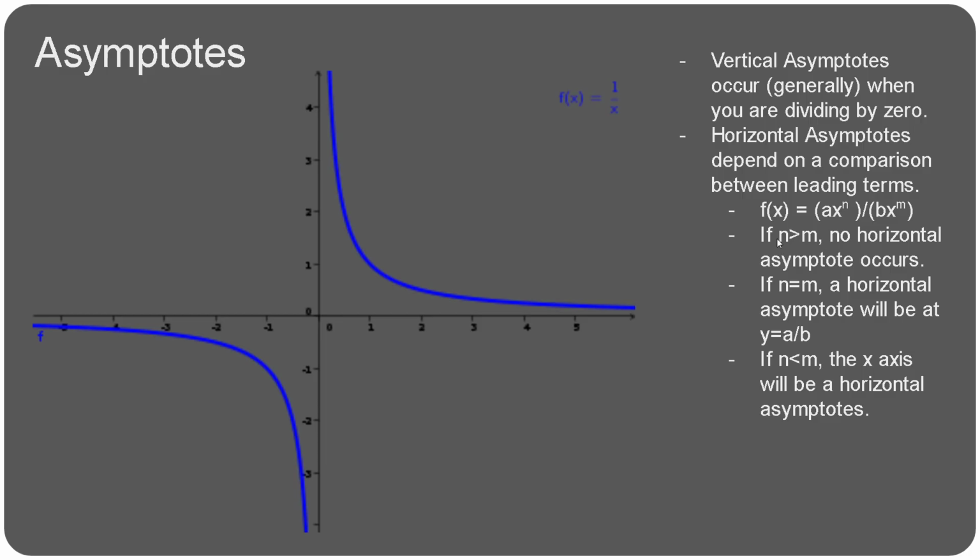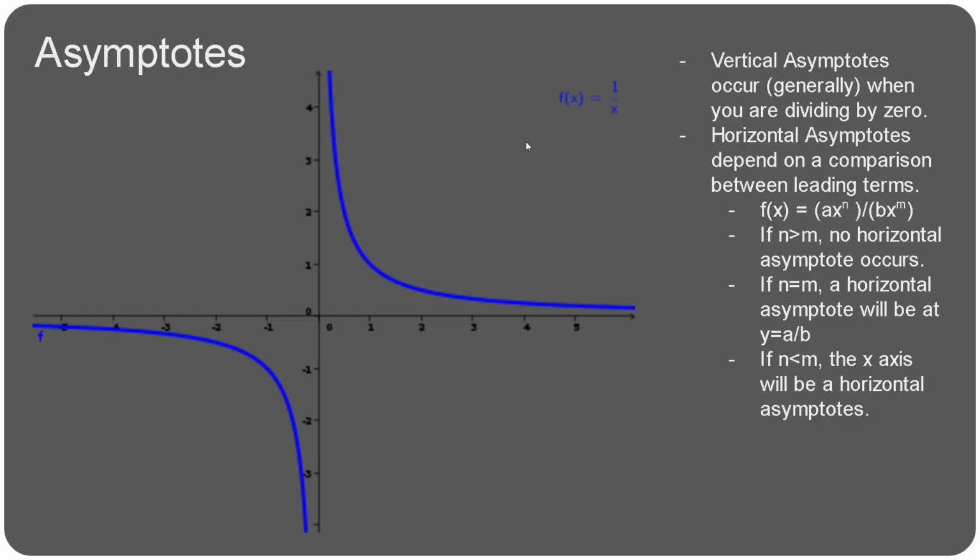I like to think of it with limits. If n is super big and m is smaller, then you'll just be able to eventually divide by that number, if that makes sense. If you think about it in a general sense instead of actual numbers. If n is equal to m, a horizontal asymptote will be at y equals a over b. So if these are equal, then the x's basically will cancel out and you'll just have a horizontal asymptote at a over b. And then if m is greater than n, the x-axis will be a horizontal asymptote.